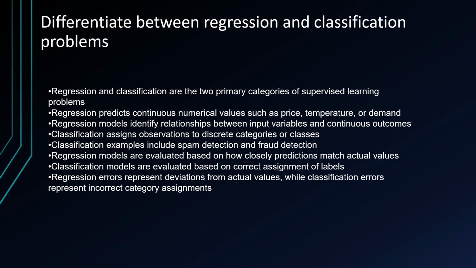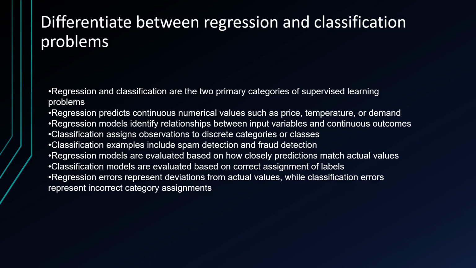Classification models are evaluated differently because the outputs are categorical. The focus shifts toward whether the model correctly assigns observations to the appropriate classes. Classification errors occur when the model places an observation into the wrong category. For example, a fraud detection system that incorrectly labels a legitimate transaction as fraudulent generates one type of classification error, while failing to detect an actual fraudulent transaction generates another. The operational consequences of these errors can vary significantly depending on the application domain.